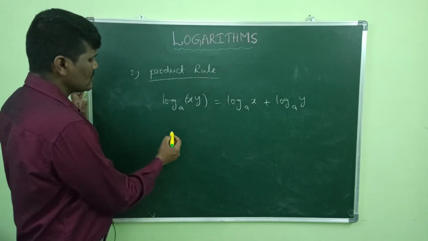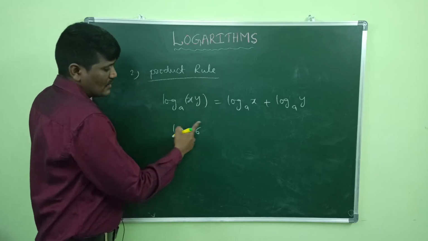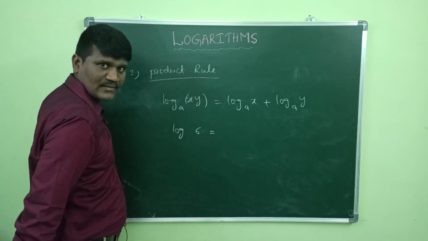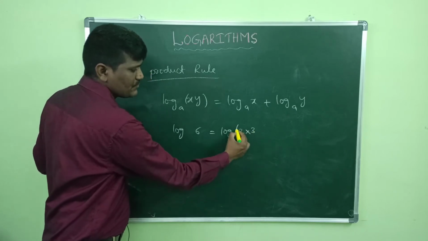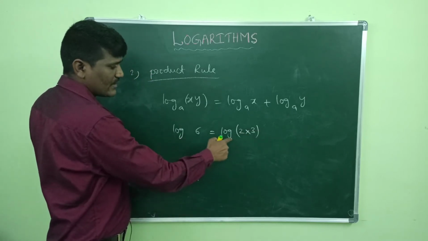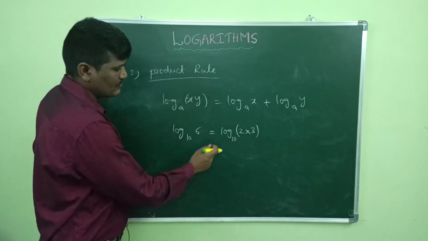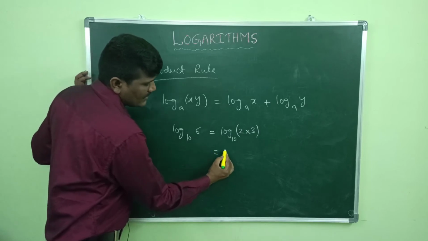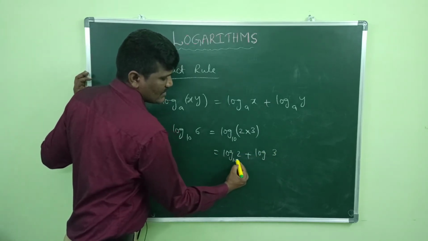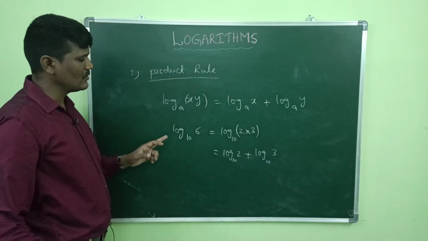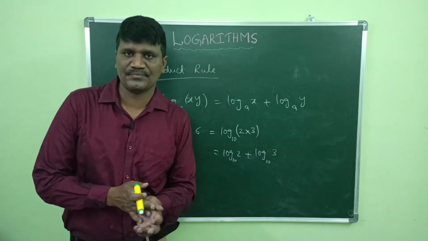Let us see some examples. Suppose log 6 is there. How can I write it? So log 6 is nothing but log 2 into 3 I can write. So base I am not writing here. Base I am not writing means the invisible base 10 is there. So log 2 into 3, that I can write as log 2 plus log 3 to the base 10. So log 6 I can write as log 2 into 3, log 2 plus log 3.